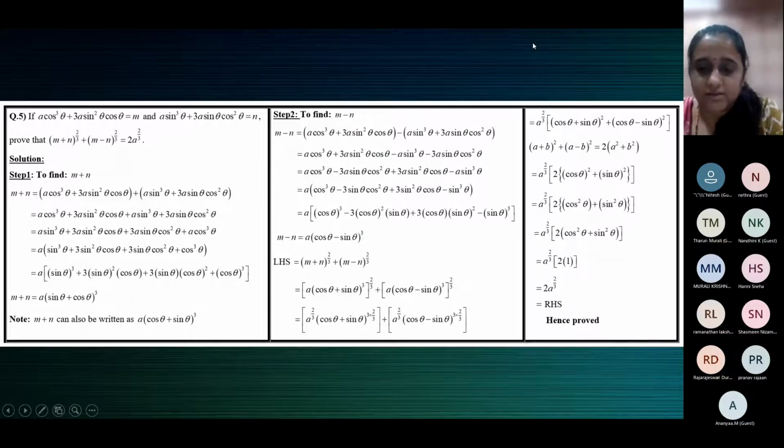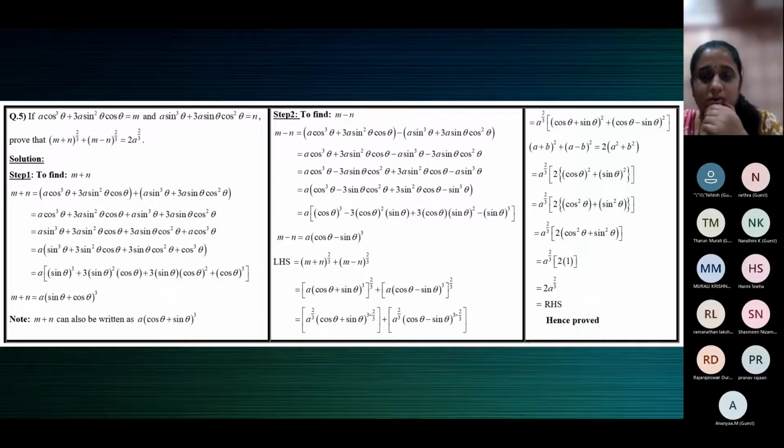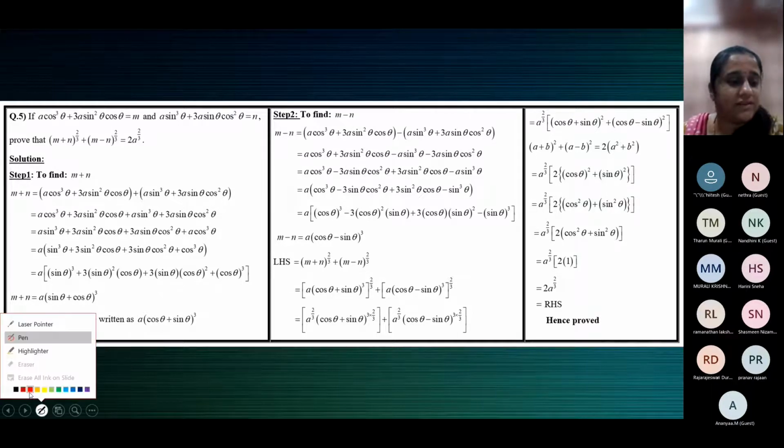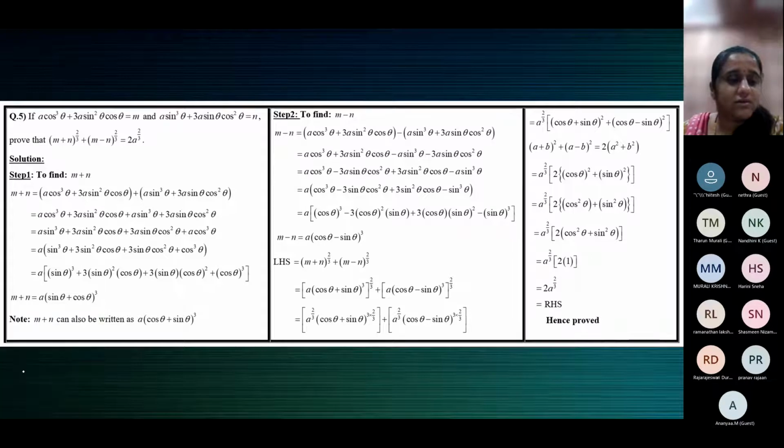So I think we finished this one in the last class. So tell me, complete these two identities, children. What is A minus B the whole cubed? And what is A plus B the whole cubed?